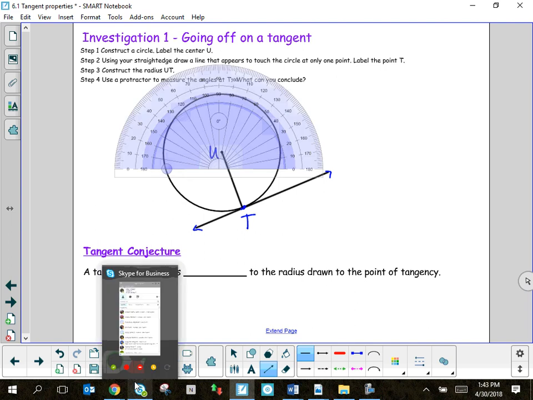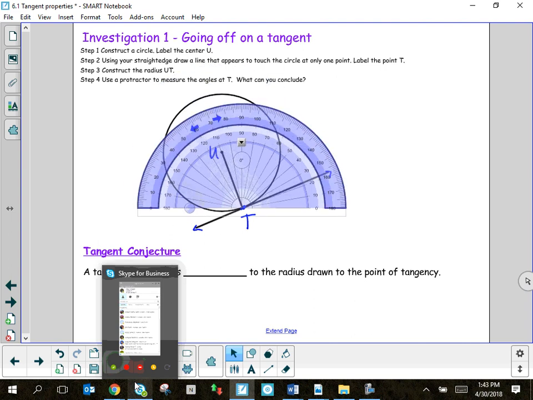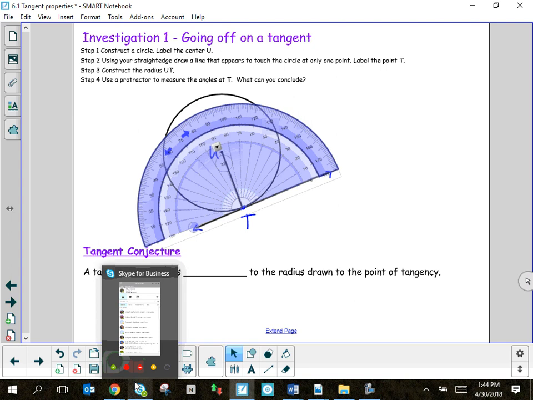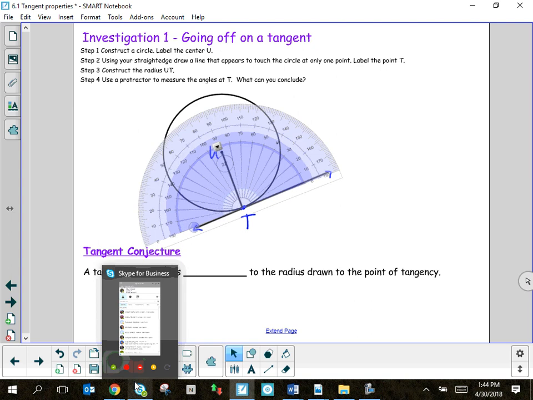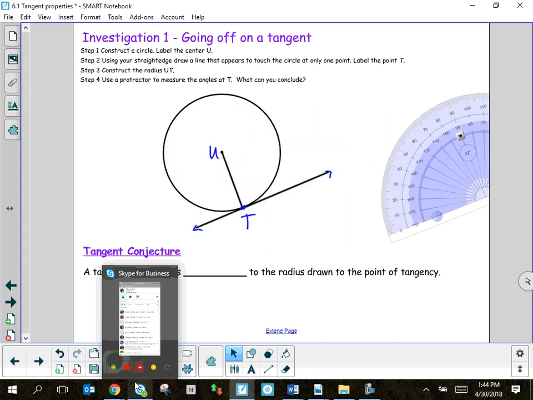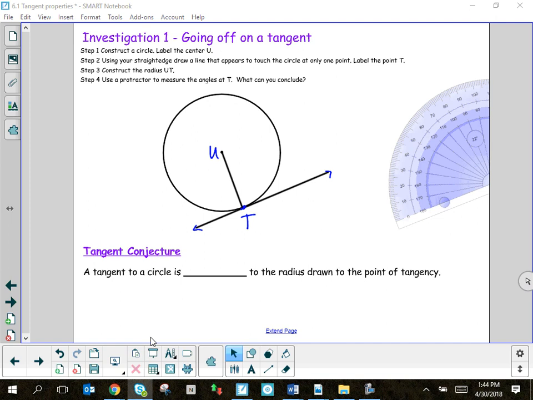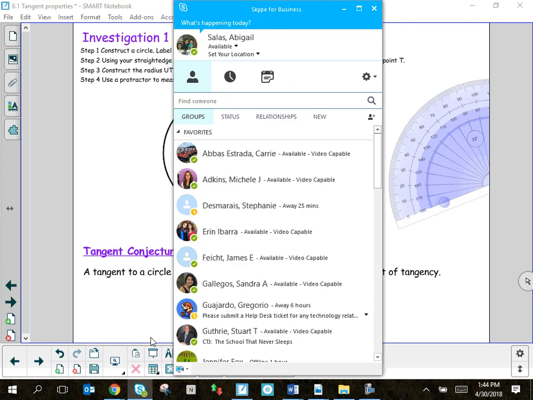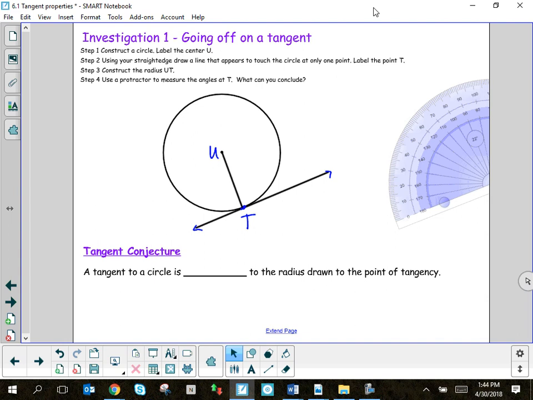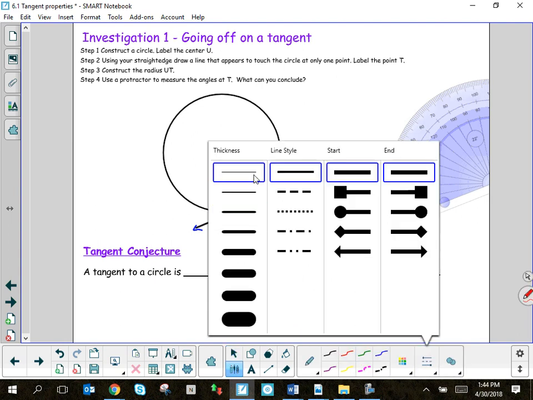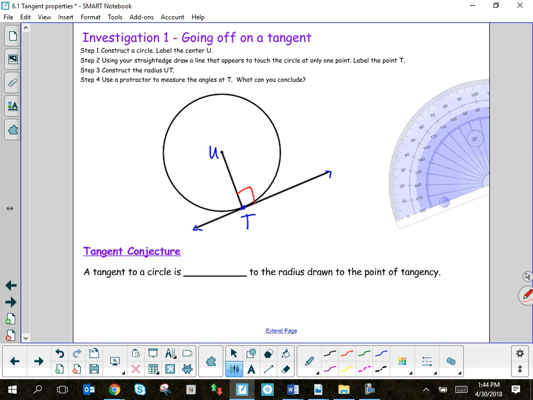I think it might be pretty obvious what that measure is. Mostly everybody can kind of tell. It looks like it's right at 90, right on that line. And so that's the first conjecture that you're going to have to memorize. This right here we need to mark. Let's mark it in red or a bright color. This right here is 90 degrees, which forces that side to be 90.